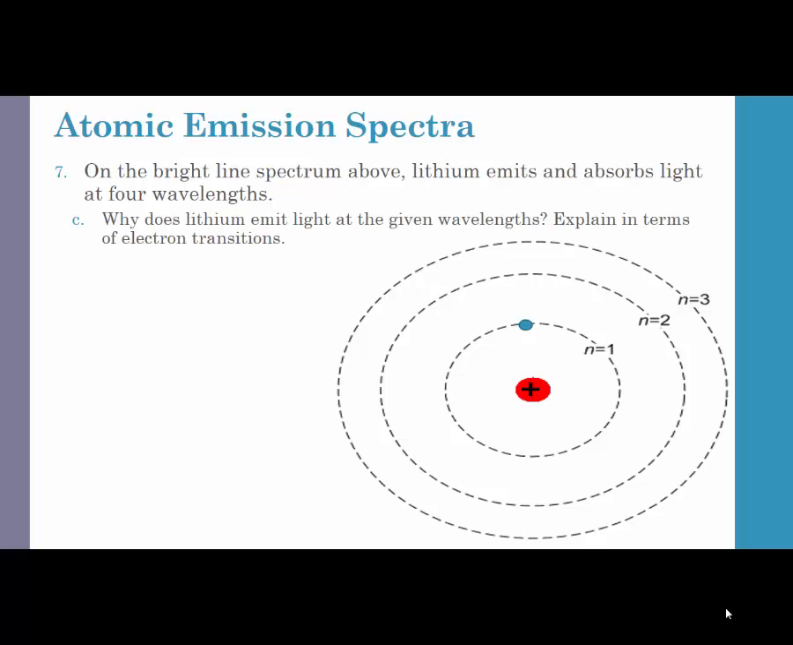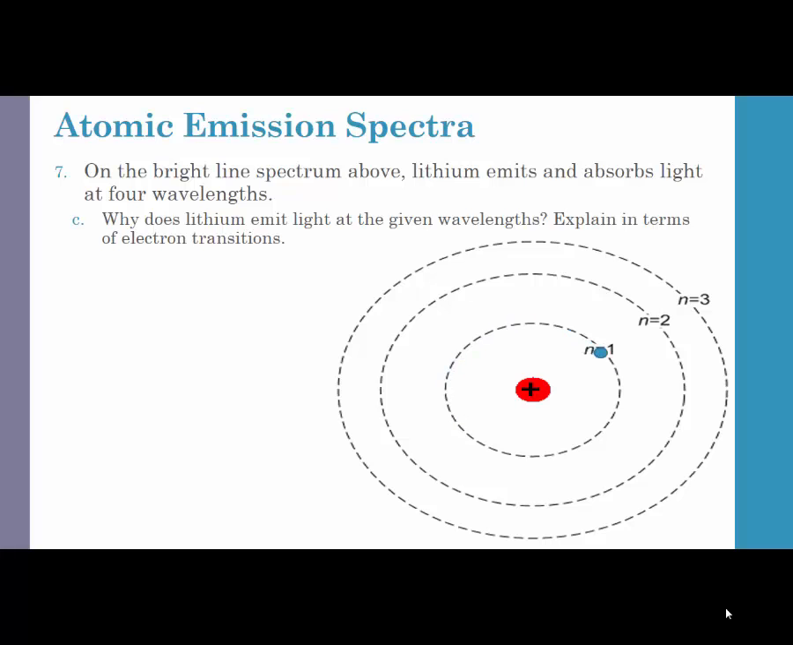On the bright line spectrum, why does lithium emit light at the given wavelengths? Explain in terms of electron transitions. So here I have an atom, and this is a Bohr model of the atom. We see our nucleus in the center, and orbiting around this particular nucleus, I have one electron. And that electron is in the n equals 1 energy level. We call this the ground state.